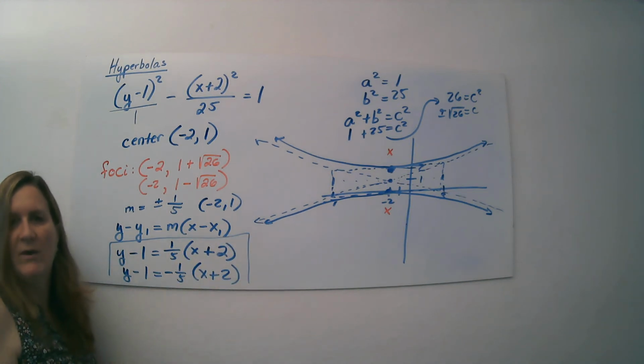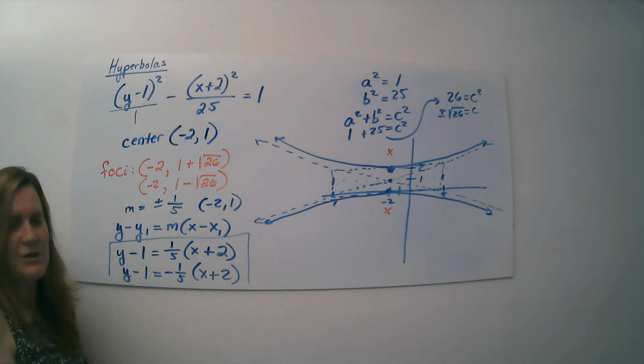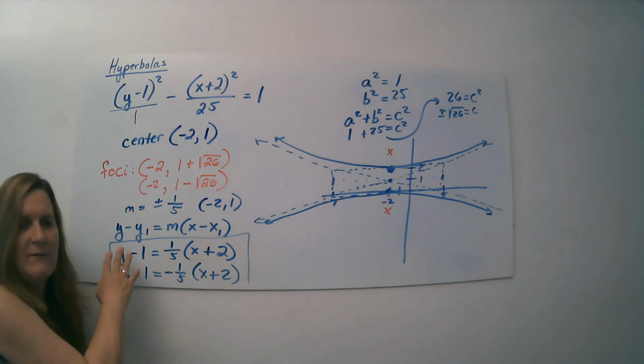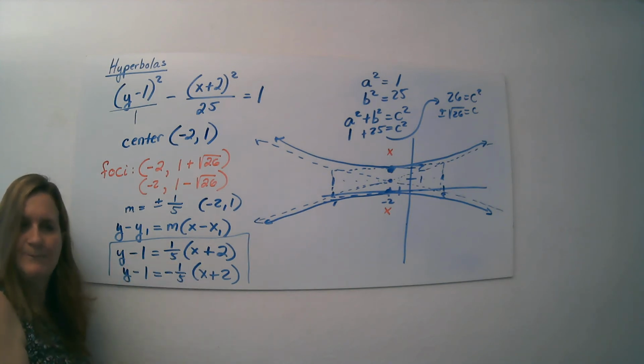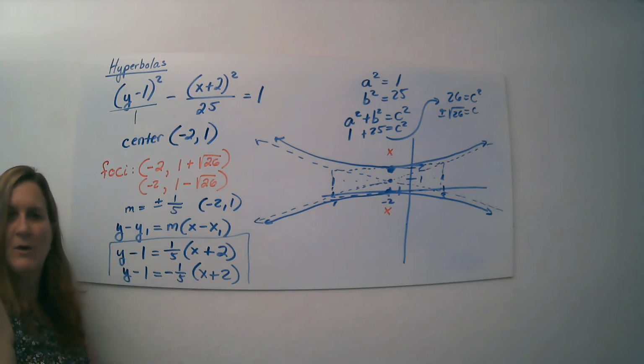I'm going to leave them in point slope form, but if you needed to change them into other forms like slope intercept form, you could distribute the 1/5 and add the 1 if you needed to. All right, I hope that helps you working with hyperbolas.